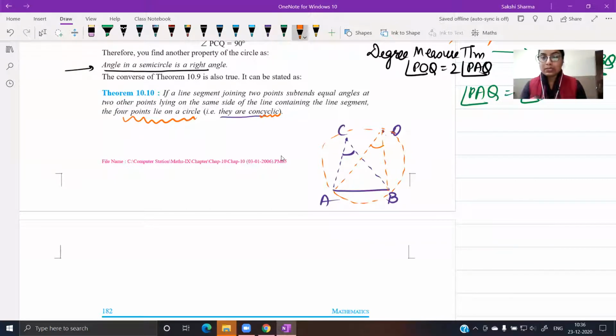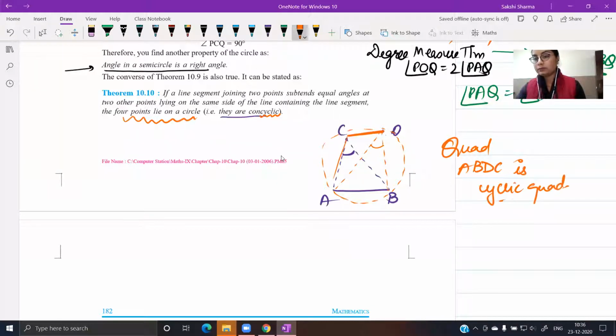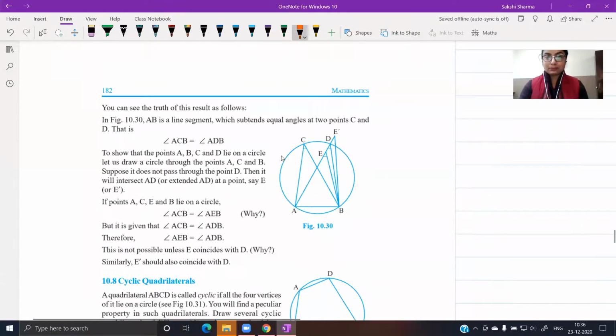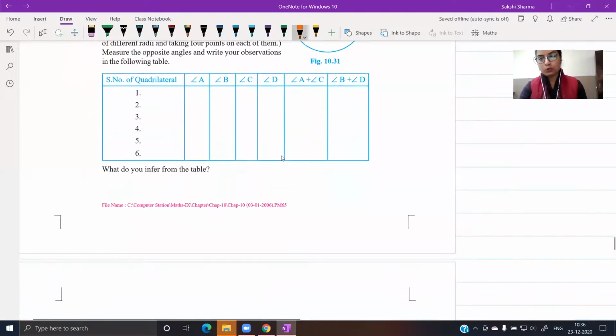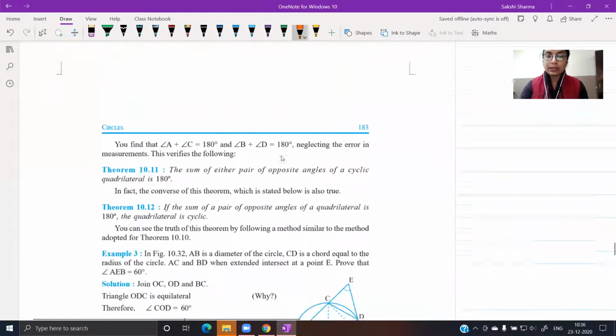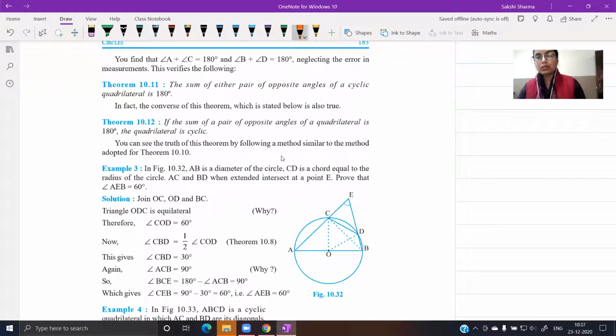In this case, if I join, A and B are already joined, B and D are already joined, join D with C, then this quadrilateral that is formed will be a cyclic quadrilateral. So this is what you have, and there are 2 more results which are applicable to cyclic quadrilaterals. We will be using them in questions.